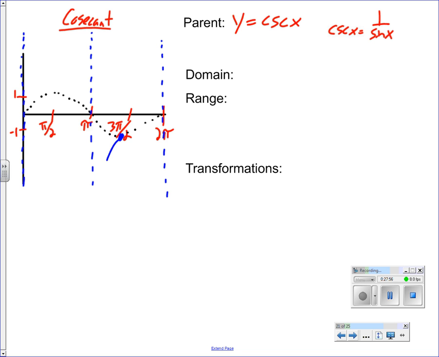Any minimums become maximums, and any maximums become minimums. So we end up with the same exact domain, same exact range as we had for the secant function. It's everything except for that interval between negative 1 and 1. It's negative infinity up to a negative 1, and then start back up at 1 and go to positive infinity.